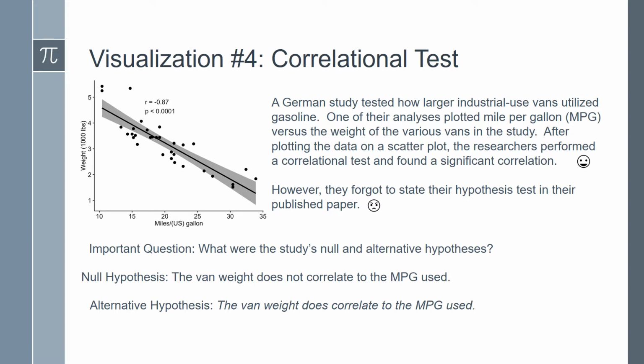The null hypothesis: the van weight does not correlate to the miles per gallon used. The alternative hypothesis: the van weight does correlate to the miles per gallon used. The null hypothesis in this case would be stated as the van weight does not correlate. Therefore, the visualization indicates that the null hypothesis is rejected and the alternate hypothesis is supported.